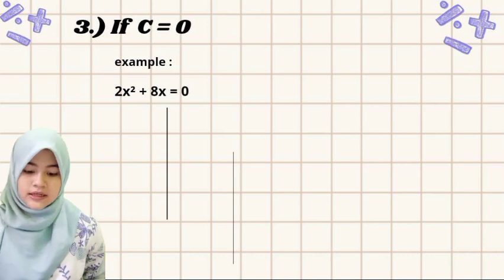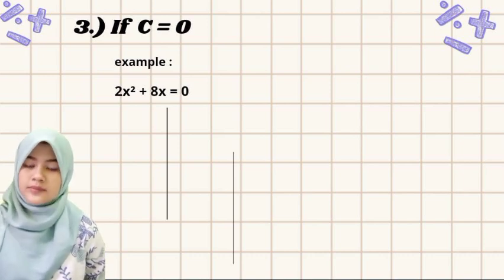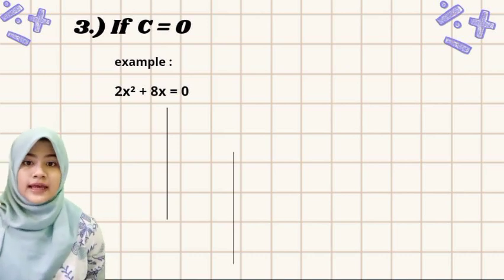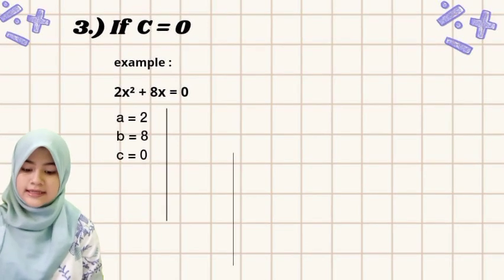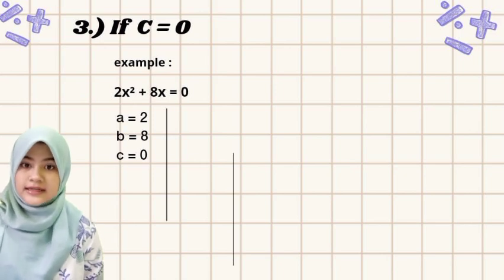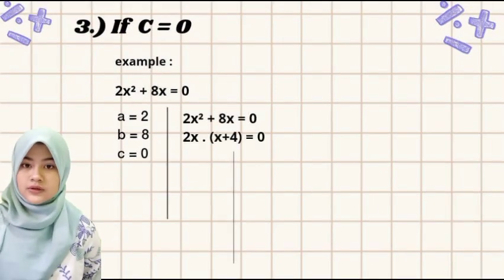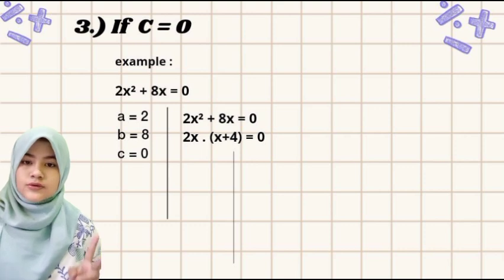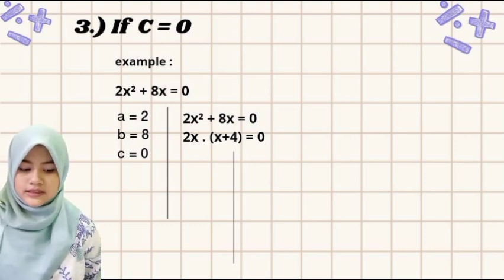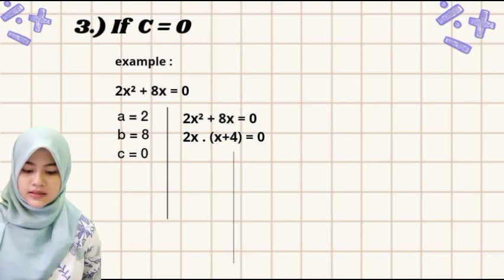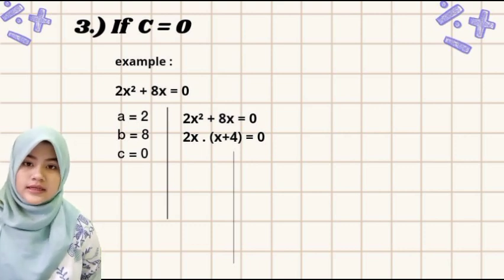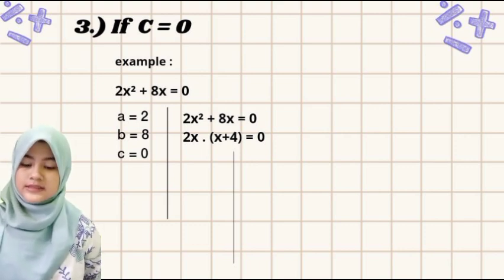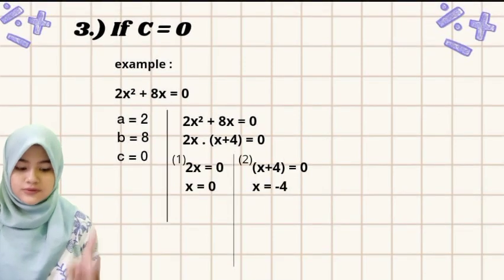The example is 2 times x to the power of 2 plus 8 times x equals 0. The first step, we have to find a, b, and c. So, a is 2, b is 8, and c is 0. So, 2 times x to the power of 2 plus 8 times x equals 0. Then, we take 2x out of the quadratic equation and it becomes 2x times (x plus 4) equals 0.